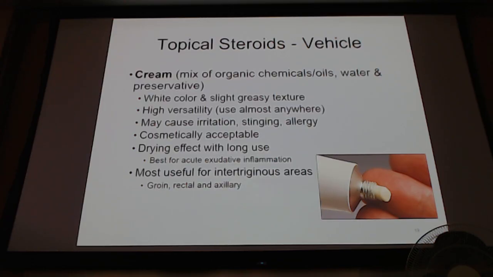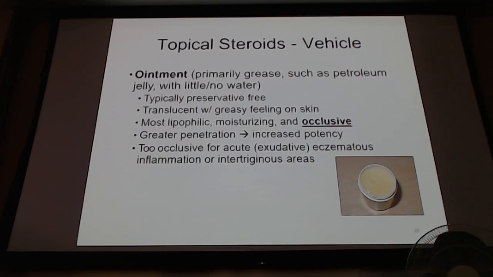Patients love it because it's cosmetically acceptable, okay. It'll have some of that drying effect with long use. Most useful for the intertriginous areas, okay? Again, it says you can use it anywhere, but specifically, if it's of the groin, of the rectal, axillary, a cream is oftentimes the first choice if you're treating something in those intertriginous areas. So up and under the breast, of the abdomen, of the groin, those areas, that is cream.